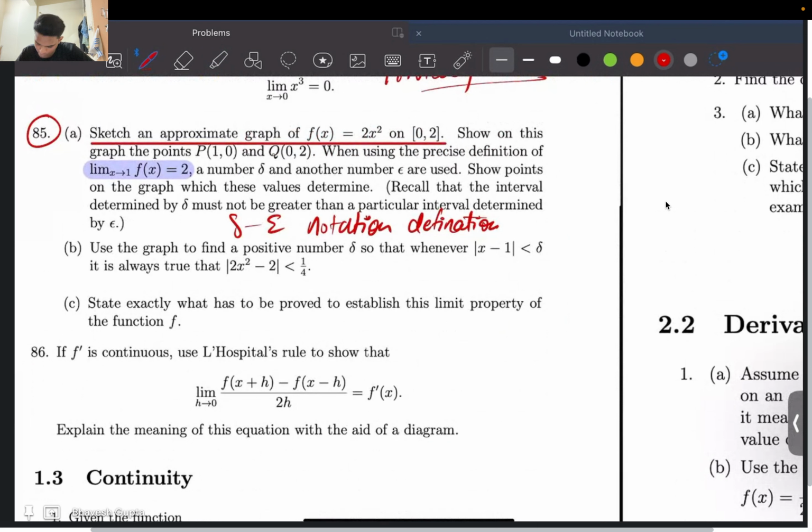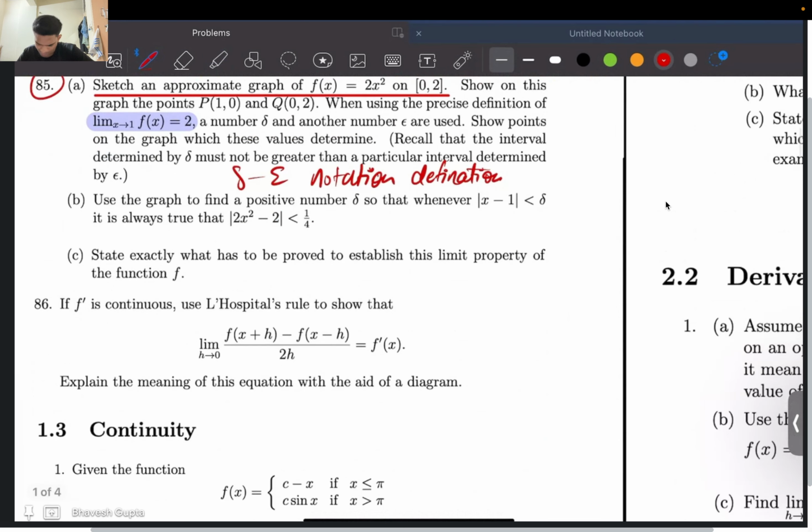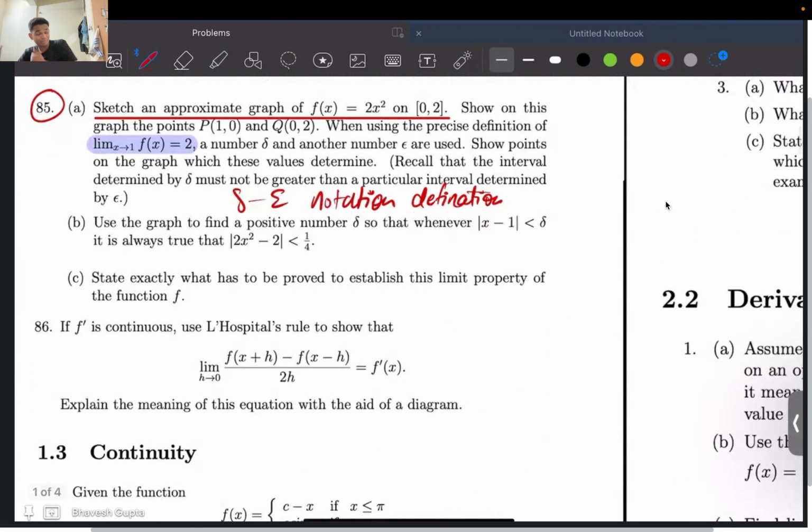For the B part, you can see using the graph to find the positive number delta. I guess this also follows up from the A part. If anyone has any doubt, please let me know. I can discuss it over here. If you want, we can also discuss this question in the next session.